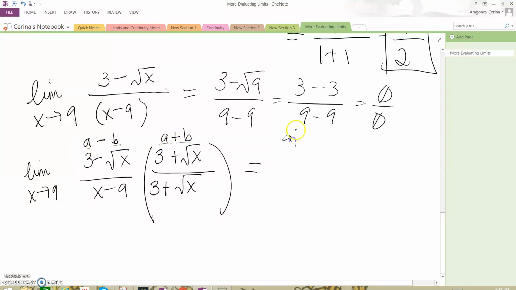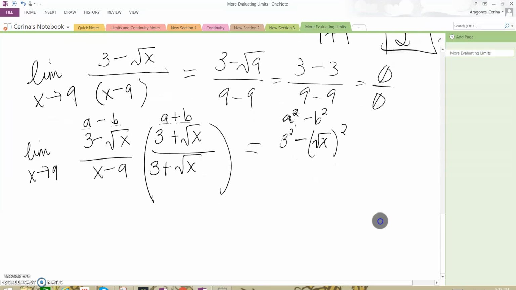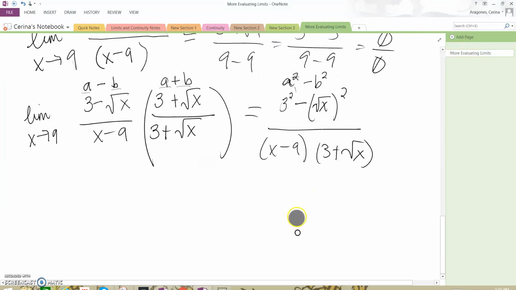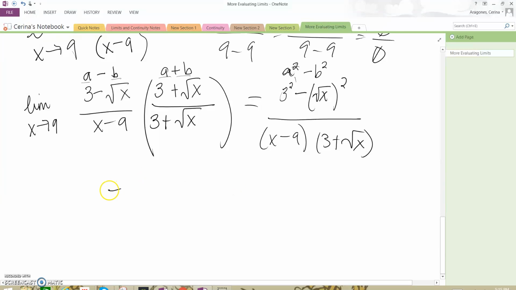We have an a minus b times an a plus b. We get a squared minus b squared, which is 3 squared minus root x squared, all over x minus 9 times 3 plus root x. Okay? So now we have 9 minus x over x minus 9 times 3 plus root x.